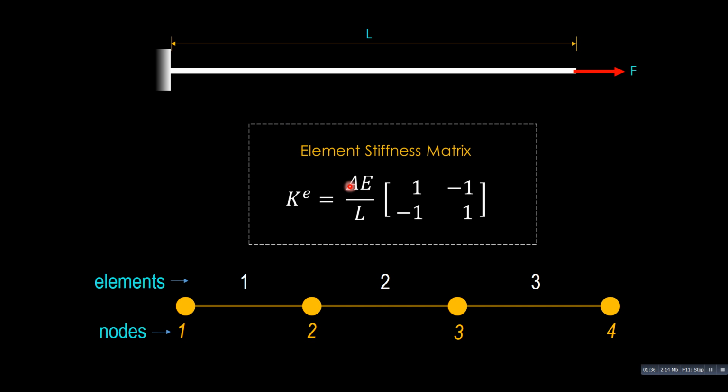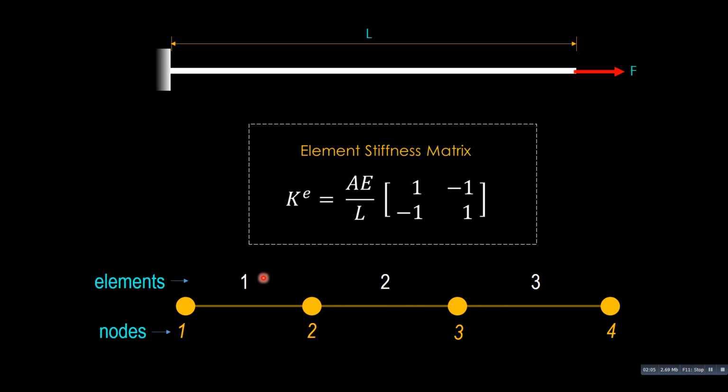Once we have the element stiffness matrix, it is defined like this. Here A is the cross-sectional area of the element, E is the Young's modulus, L is the length of the element. So what is an element? An element is a subdomain of your main domain. Here your original domain was of length L, from here to here, but you have subdivided your domain into various subdomains. Here we have divided our domain into 3 subdomains.